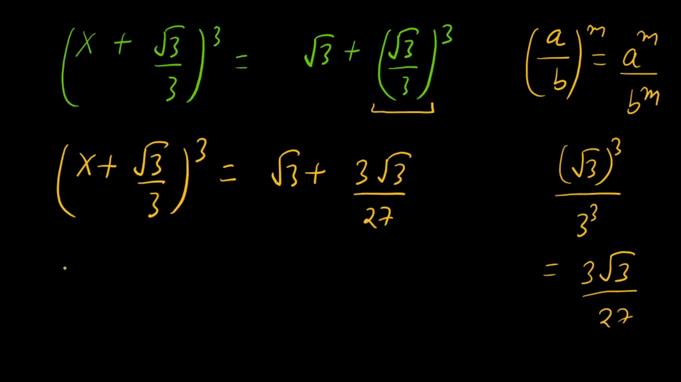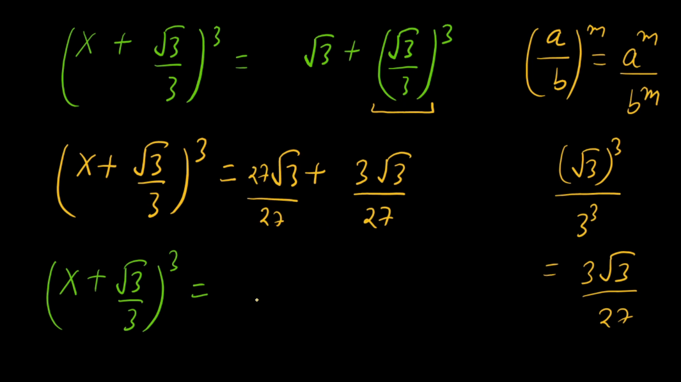Now on the left hand side, (x + √3/3)³ is equal to, here the common denominator is 27. So if we multiply by 27 and divide by 27, the common denominator is 27, and in the numerator we take the sum of the numerators, that is 27 times √3 plus 3 times √3.